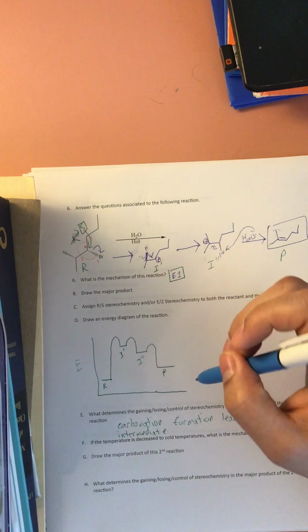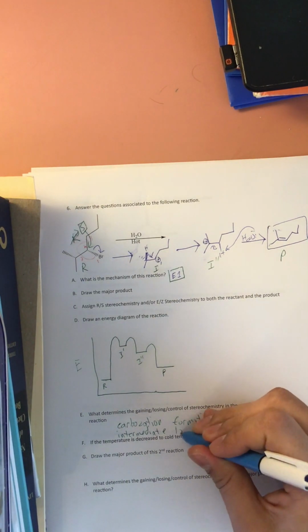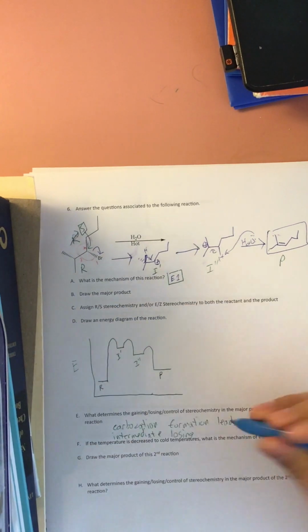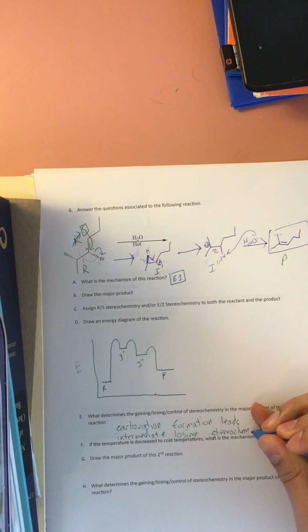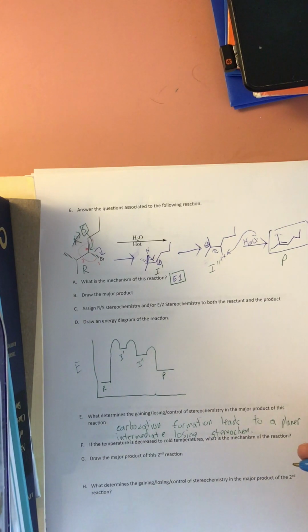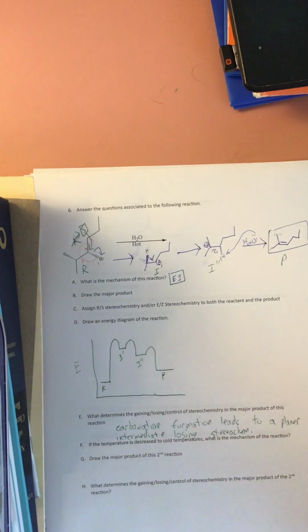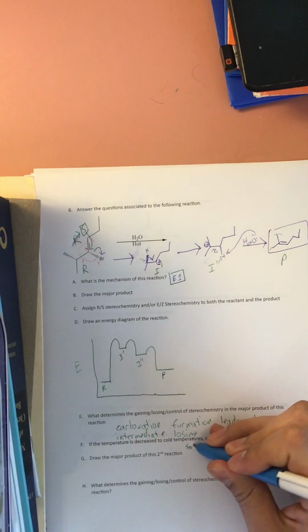What determines the gaining or losing, the control of stereochemistry in the major product of this reaction, is carbocation formation. That is what leads to the planar intermediate losing stereochem. That's where you lose the wedges and dashes. If the temperature is decreased to cold temperature, what is the mechanism of the reaction? This is going to be SN1.